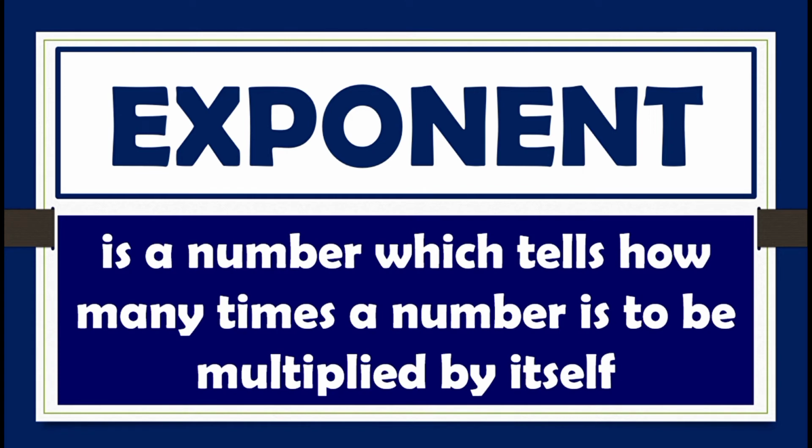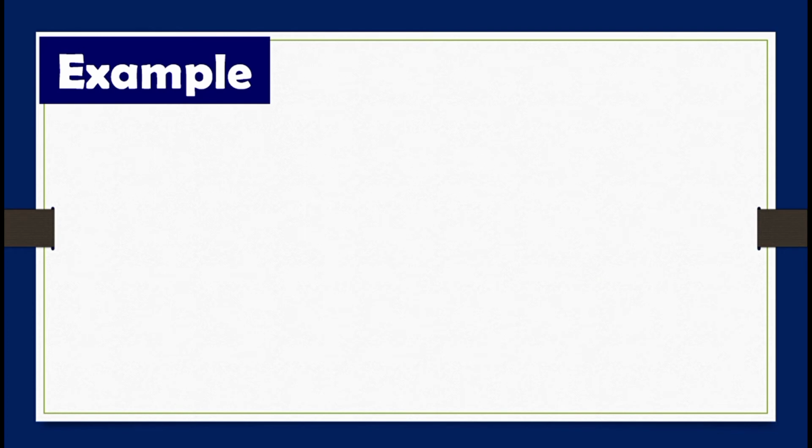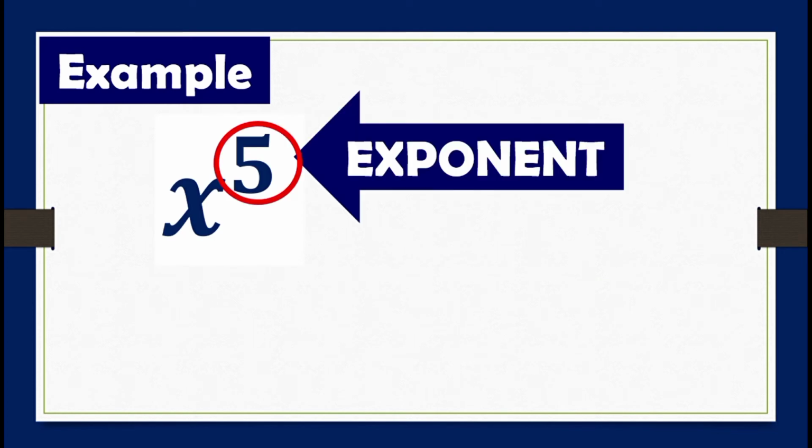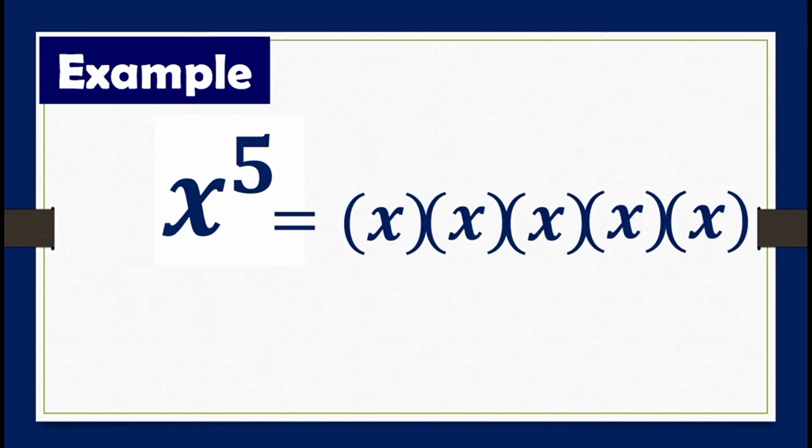It is a number which tells how many times a number is to be multiplied by itself, while base is defined as the number that is to be multiplied. Let's have an example. x raised to the fifth power. Here, 5 is our exponent and x is the base. It is read as x to the fifth power, where we multiplied x 5 times by itself.